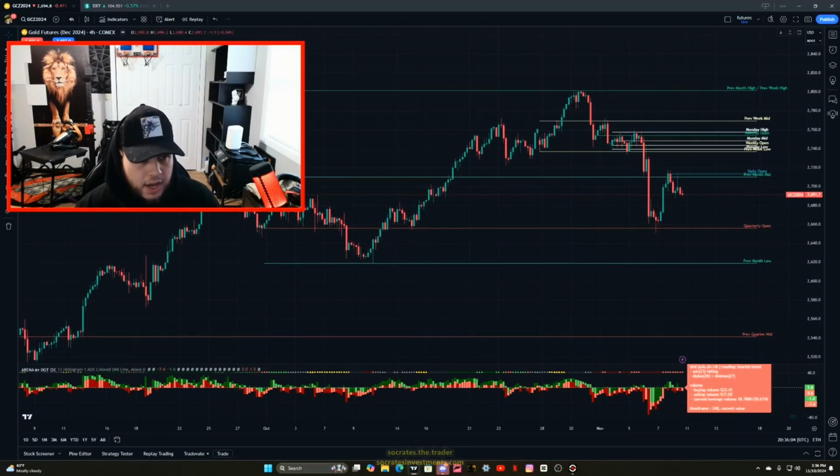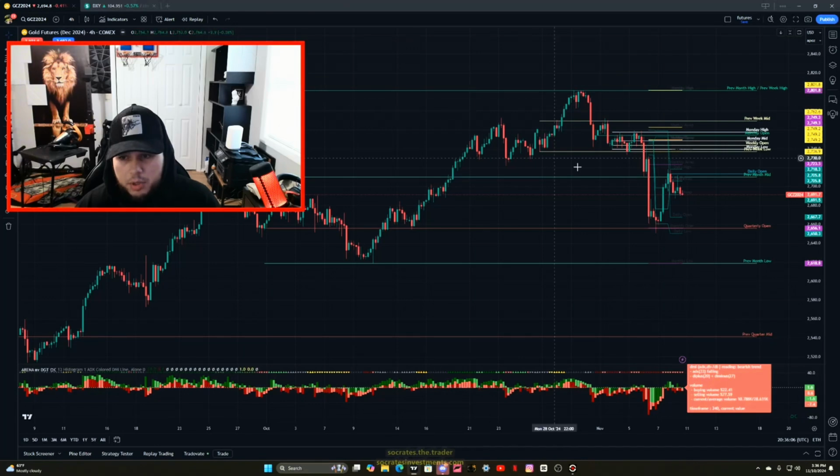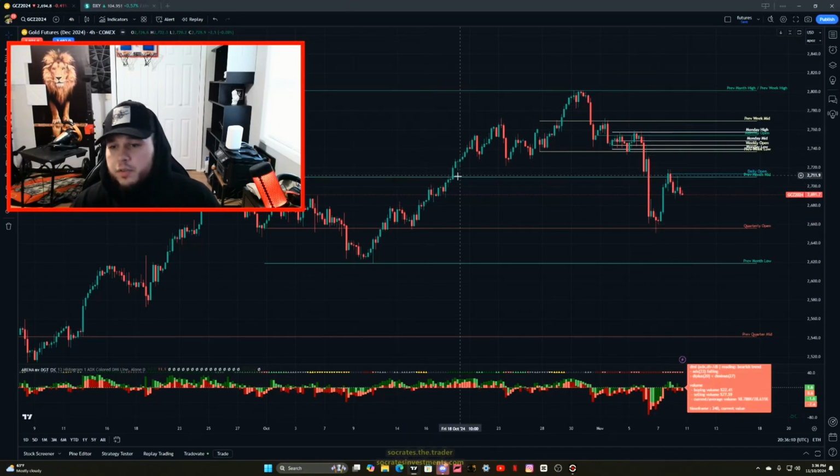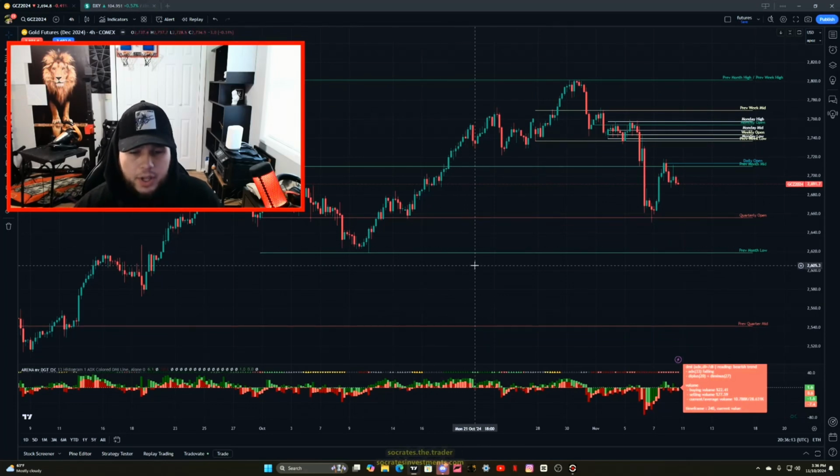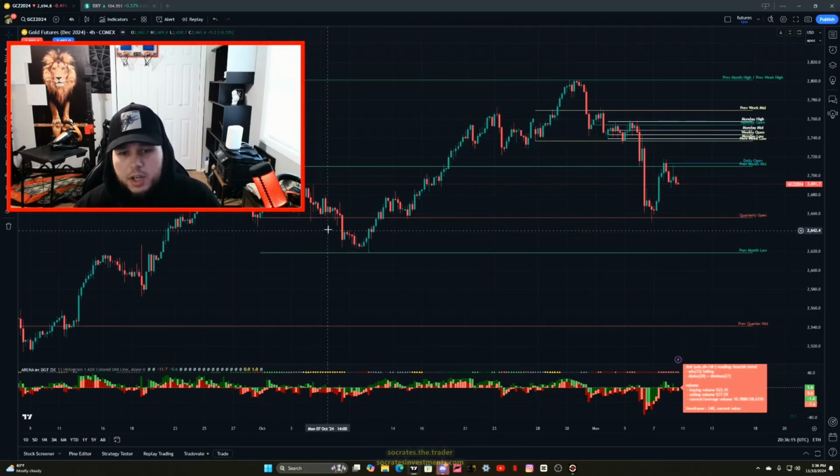This indicator I haven't brought up yet. I will bring it up when we are on our smaller time frames. But for now, it's the same concept. I'm looking for bounces, breaks at certain key levels with volume, and that is it.